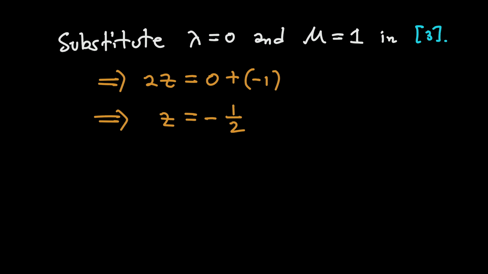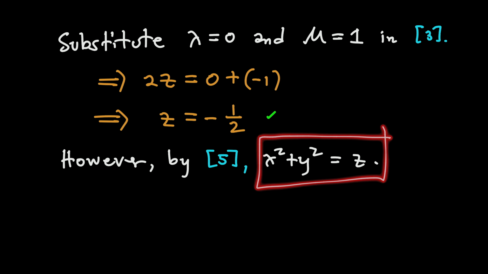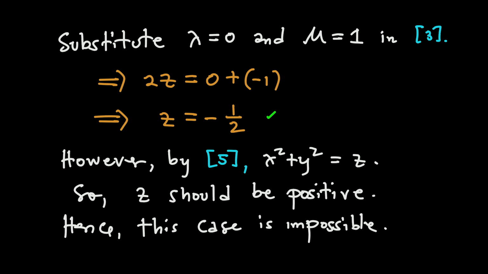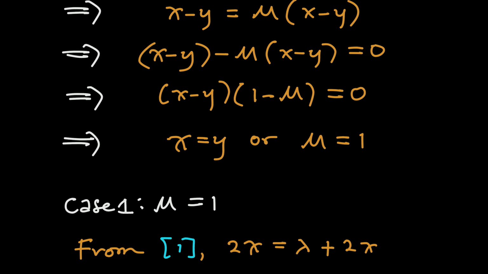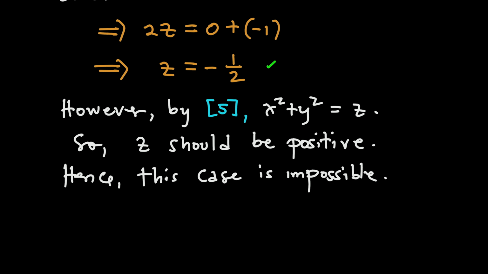equals negative 1/2. Now, notice that by equation 5, we have the following paraboloid, which states that z should be a positive number. This means we cannot find values for x and y such that it would give a negative value of z. This implies there is no critical point for this case. Since we only have two possible cases, which is mu equals 1 and x equals y, and we didn't find any critical point for this case, we are now left with x equals y. And that would be our next case.